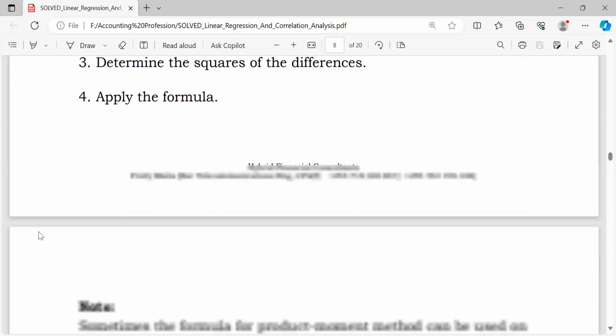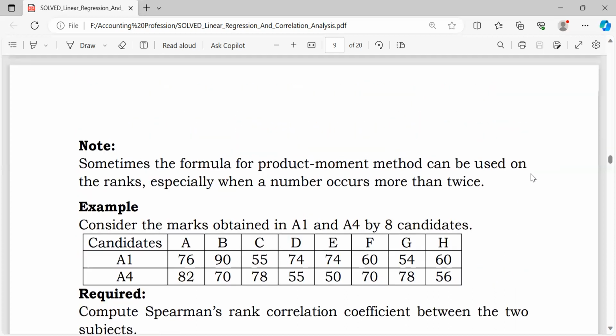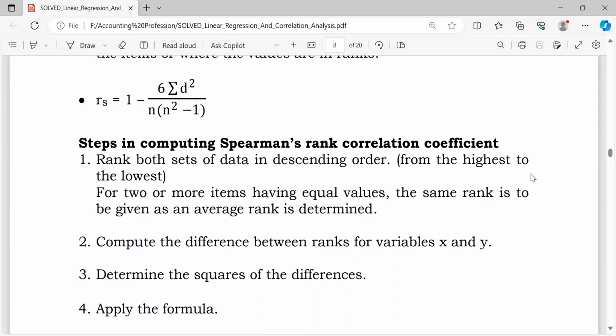Maybe let's go to an example here before anything. For example, you have the candidates here. This is A1 result: 76, 90, 55, 74, 74. So you will have to put them in descending order, in decreasing order. You start with the highest and go to the lowest. So I would have started with 90 here. I'm speaking of A1, right? And after that 90, I would have gone to 76, and then to 74 and 74 again, right? Something like that. So that's what I meant. All right, we can proceed with the steps. So just rank them in descending order from highest to lowest.